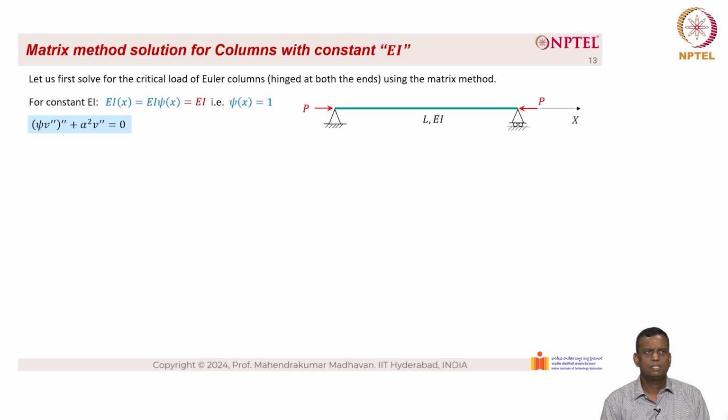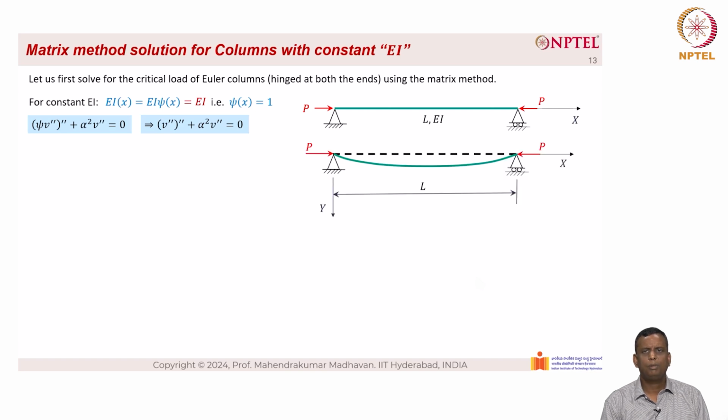So we have psi into v double dash the whole double dash plus alpha square v double dash is equal to 0, which means that v double dash the whole double dash plus alpha square v double dash is equal to 0 because psi of x equal to 1. So when we apply the load, it gets into a buckle shape and we have to find out the equilibrium at the buckle shape. The solution is v of x equal to c1 into sine of alpha x plus c2 into cos of alpha x plus c3 into x by L plus c4.